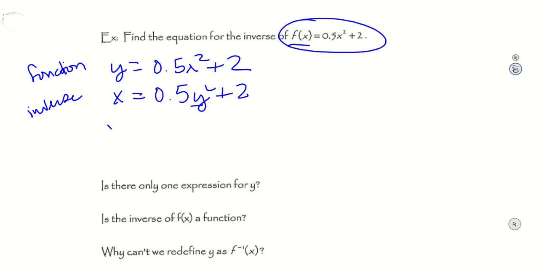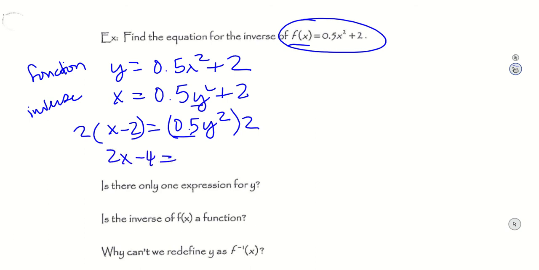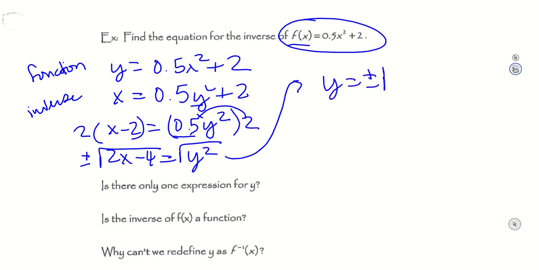So I'm going to subtract 2, and I get x minus 2 equals 0.5 y squared. Okay, I want to get rid of the 0.5, that's 1/2. So if I multiply both sides by 2, I'm going to get 2x minus 4 equals, right, 2 times 0.5 is 1, so I get y squared. And then to get rid of the squared, I'm going to take the square root of both sides. But when I do that, I have to put plus or minus outside the left side. So I end up with y equals plus or minus the square root of 2x minus 4.